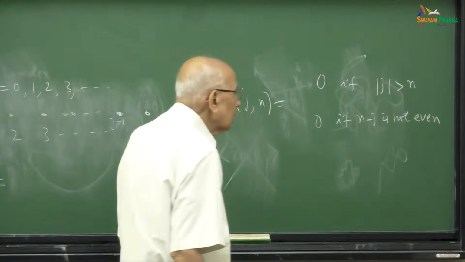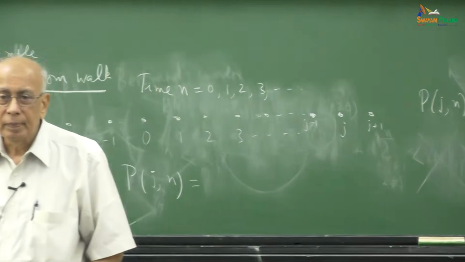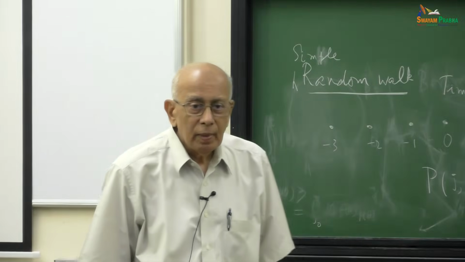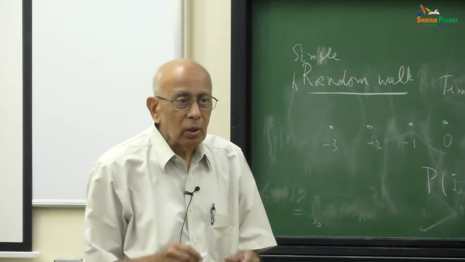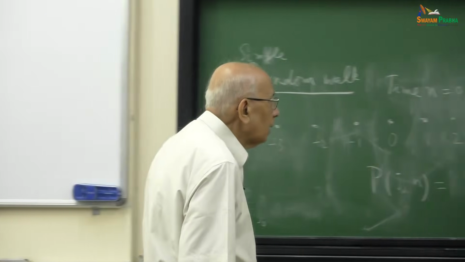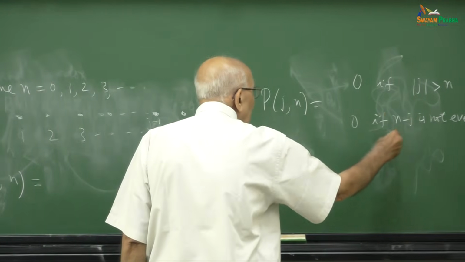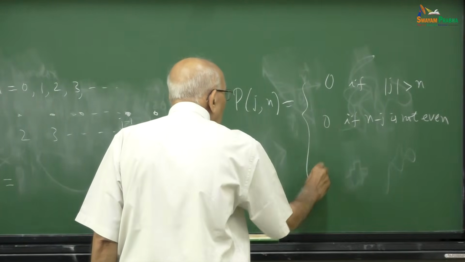Many ways of writing this, but 0 if n minus j is not even. n and j must both be even or both be odd. Okay. What else? And suppose these conditions are satisfied, mod j is less than n and n minus j is even, then what is it equal to?